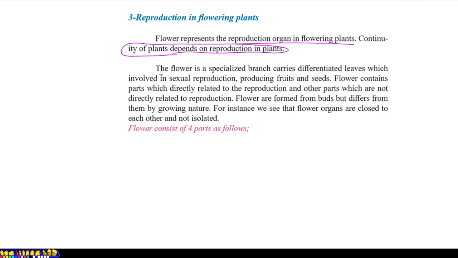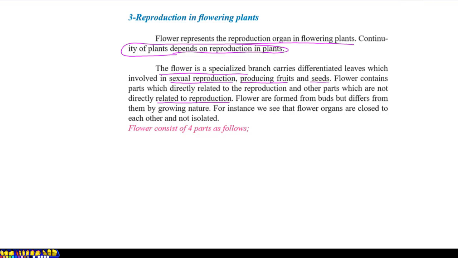What is a flower? The flower is a specialized branch that carries differentiated leaves involved in sexual reproduction, producing fruits and producing seeds. These are the three main roles of the flower in plants. A flower contains parts which are directly related to reproduction, like the male and female parts, and other parts which are not directly related to reproduction. We call the flower coverings the calyx and the corolla.